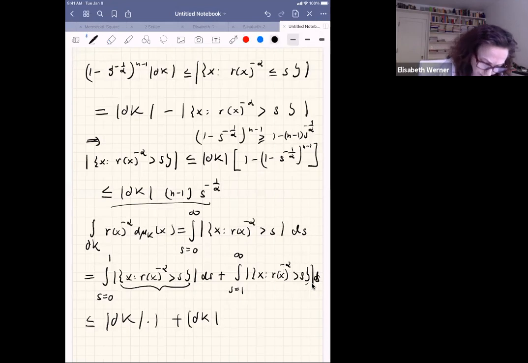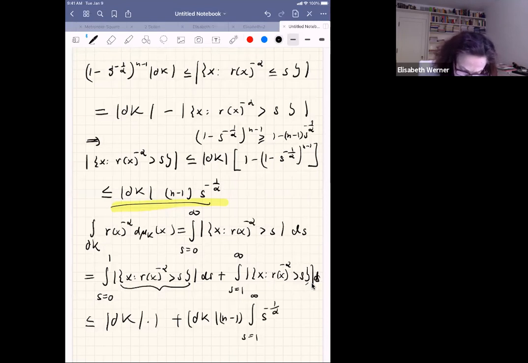So we use our estimate here, and then can pull out the n minus 1, and we'll end up with s going from 1 to infinity, and we have to integrate s to the minus 1 over alpha ds. And we'll see again, if alpha is equal to 1, we run into trouble, because the logarithm function will come in again.